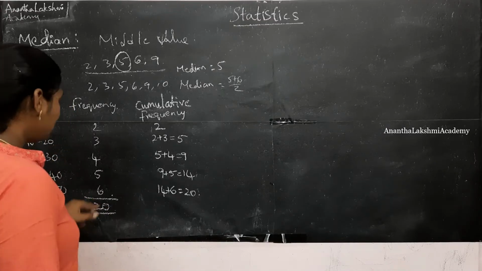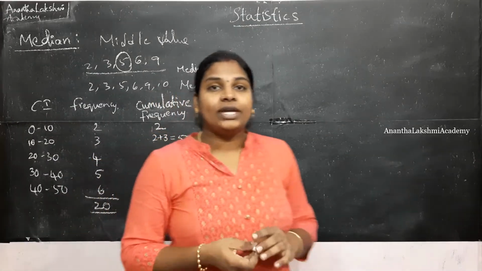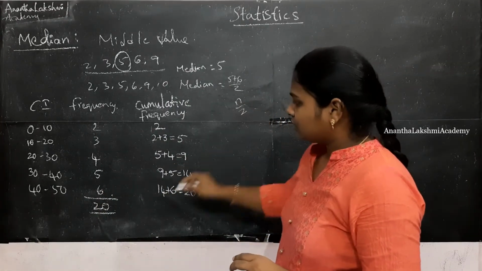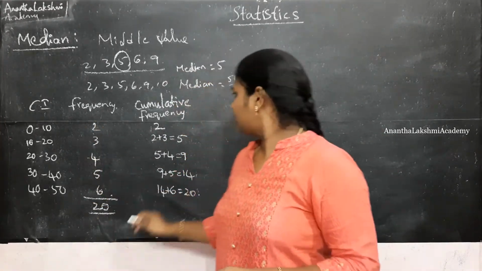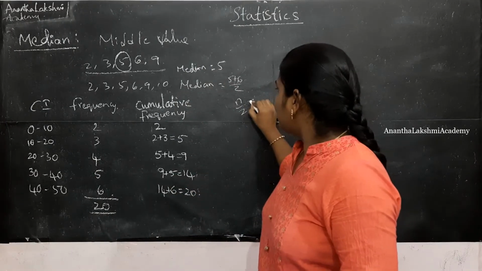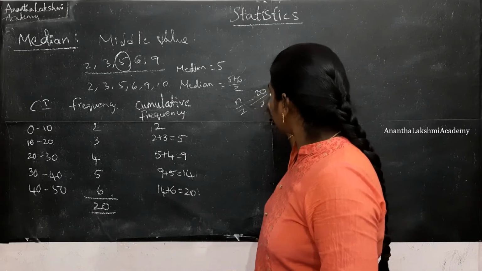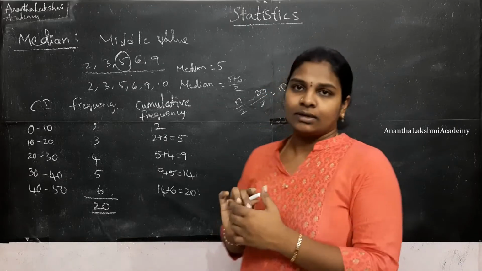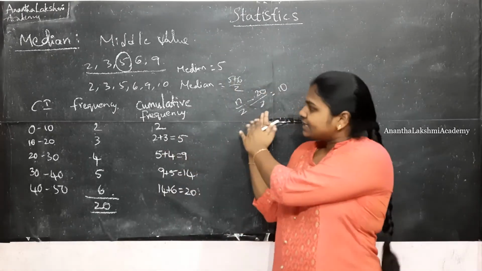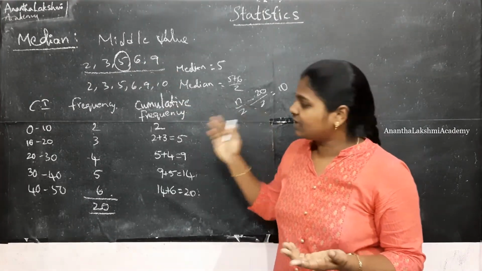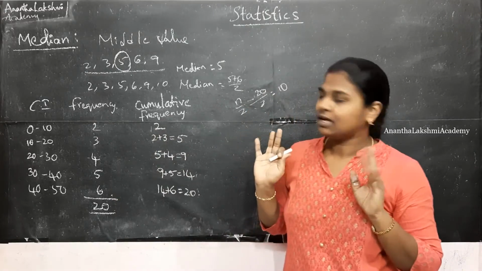All right. So, we are going to figure out a value called n by 2, where n is nothing but the sum of the frequencies. All right. N by 2 is equal to 20 by 2, which is going to be 10. From this, for our ungrouped data, this is nothing but the median. When you have 5 observations, the center one is the median.